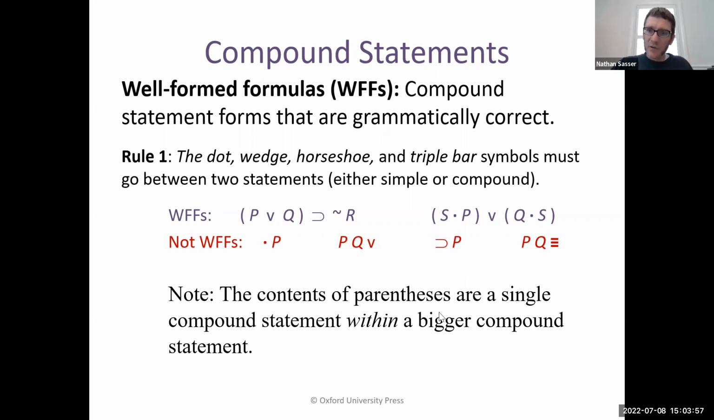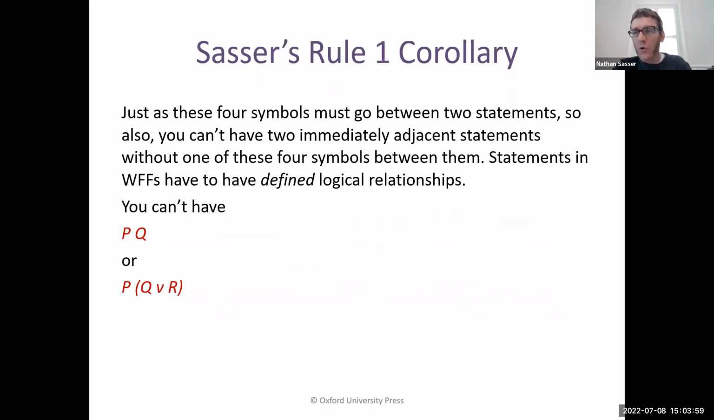Now, let me give you a Sasser's corollary to rule 1, and this is important, I think. Just as these 4 symbols must go between 2 statements, so also you can't have 2 immediately adjacent statements without having one of those 4 symbols between them. Statements in a well-formed formula have to have defined logical relationships. And if they don't have a logical operator between them, they need to have a defined relationship.